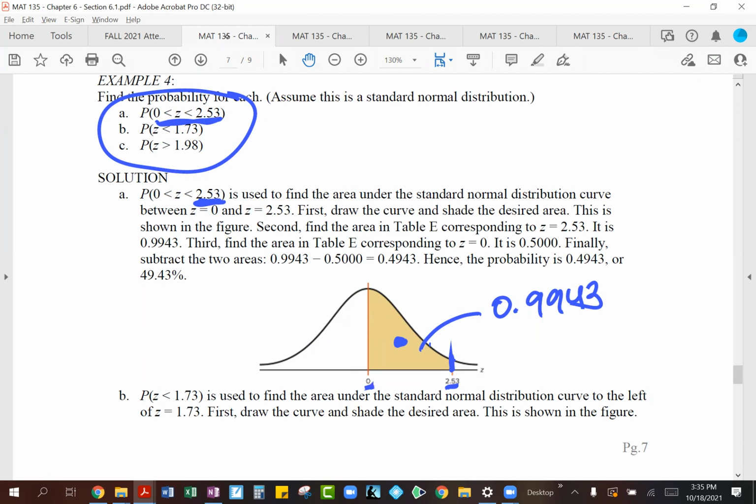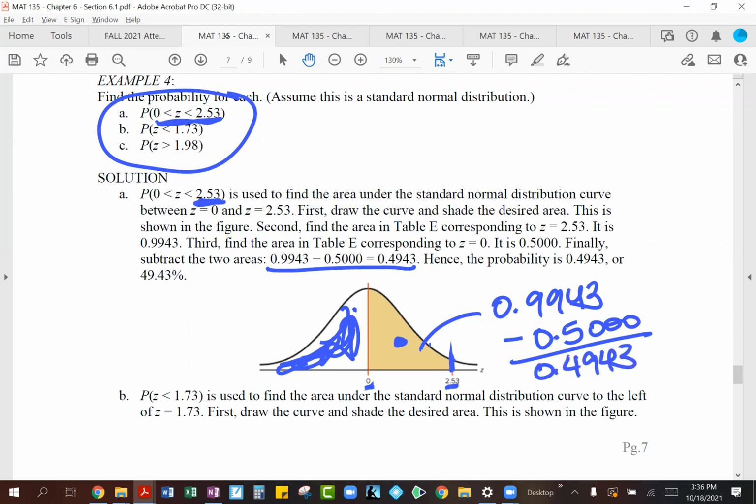So this is where that idea of symmetry, and the left half being 0.5 or half and the right half being 0.5 or half, comes into play. Since we are not interested in this area over here, the bottom half of your normal curve, you subtract 0.5 from it, and you can see that calculation right over here. They're just putting extra zeros at the end. Subtract the 2 and you end up getting 4943, which is actually this shaded part.